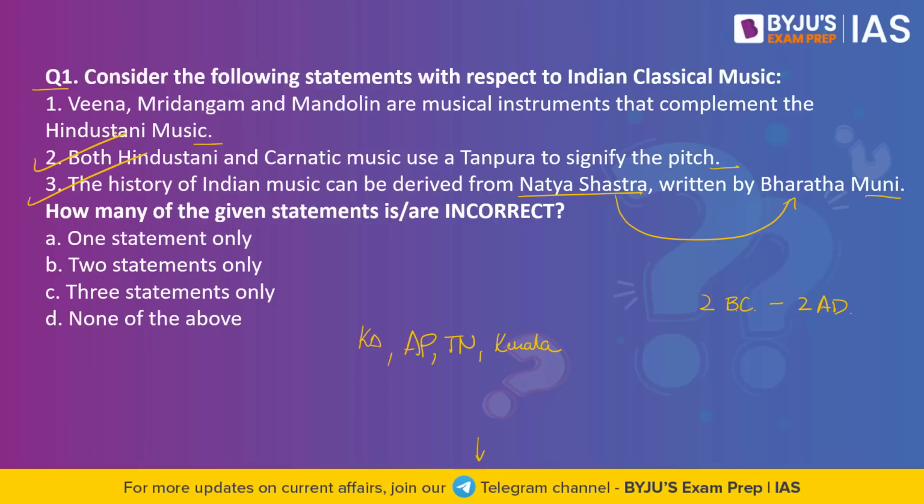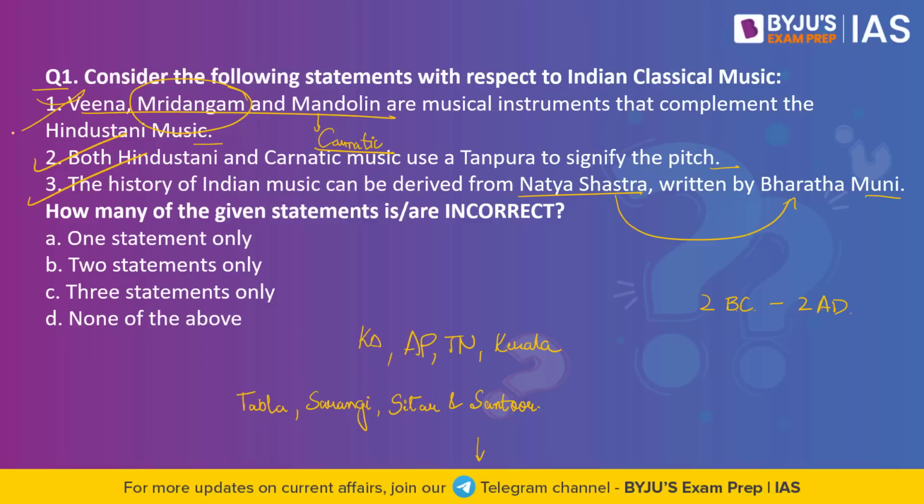Now coming to statement number 1. See, Carnatic music is complemented by Veena, Mridangam and mandolin. In this system of classical music, the instruments as well as the vocal music have equal importance. But in Hindustani music, more importance is given to vocal than instruments. But this system is usually accompanied by instruments such as tabla, sarangi, sitar and also santur. Please note here that Mridangam is the primary accompaniment to Carnatic music. Therefore, statement number 1 becomes incorrect.